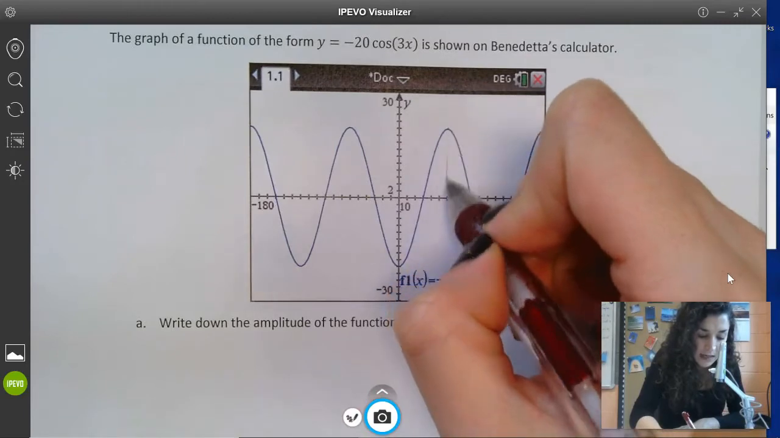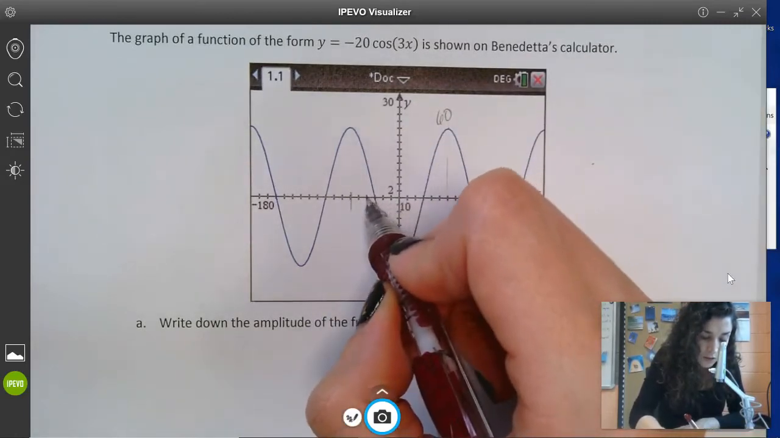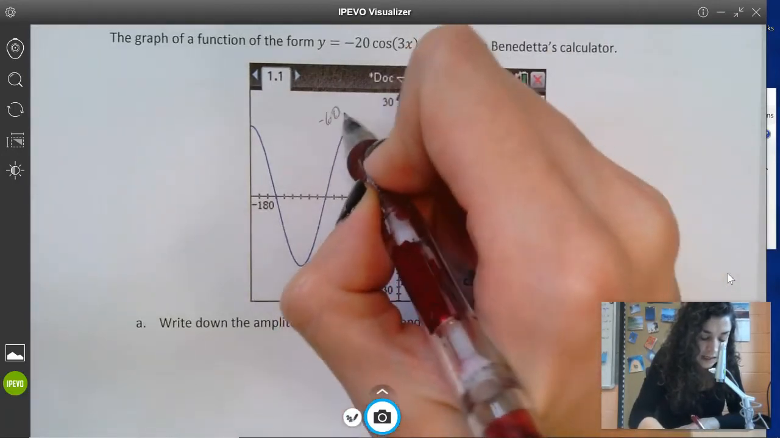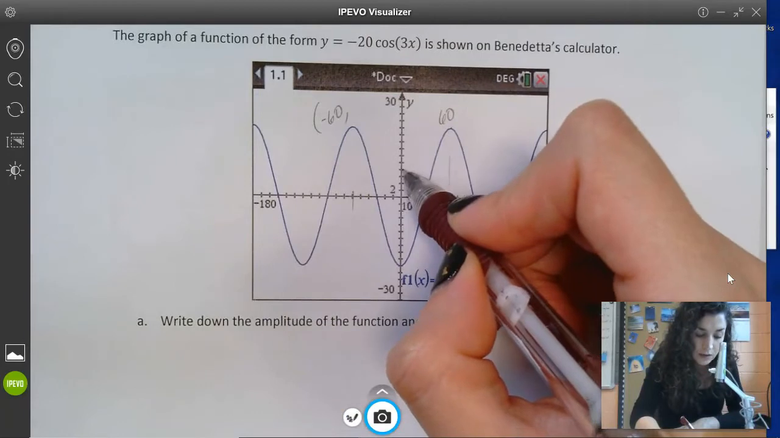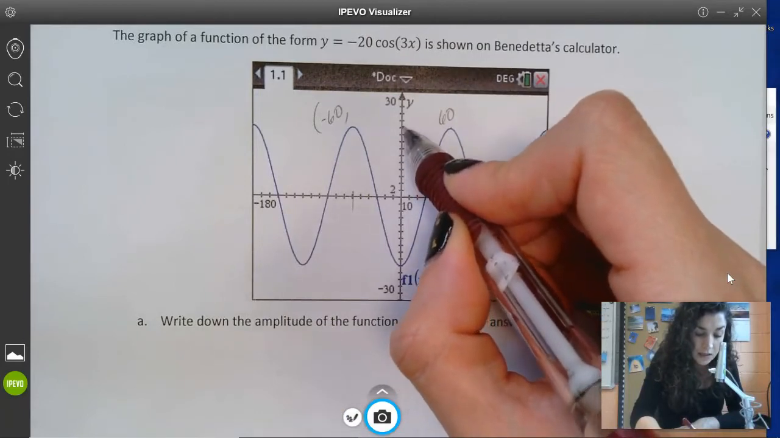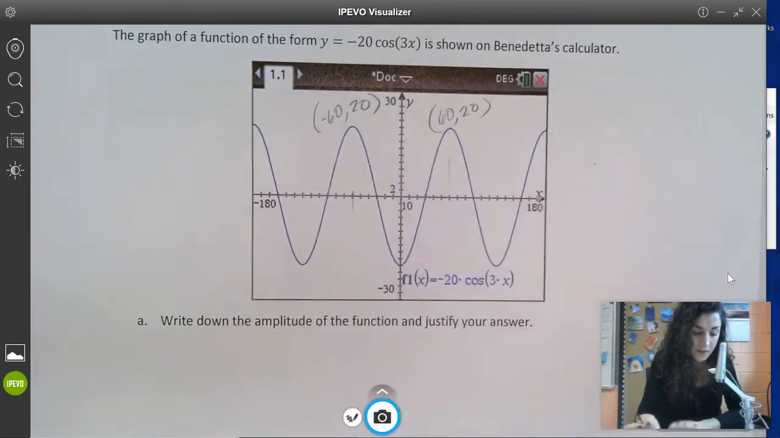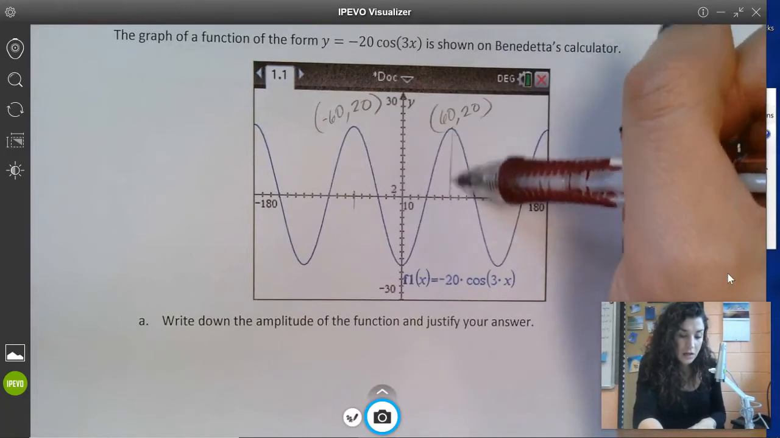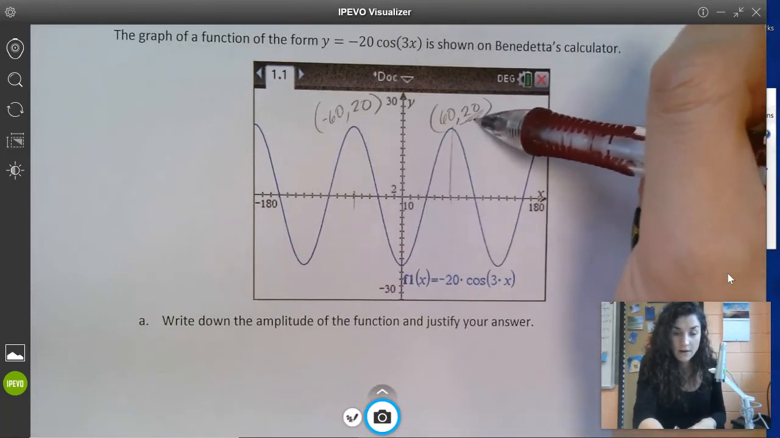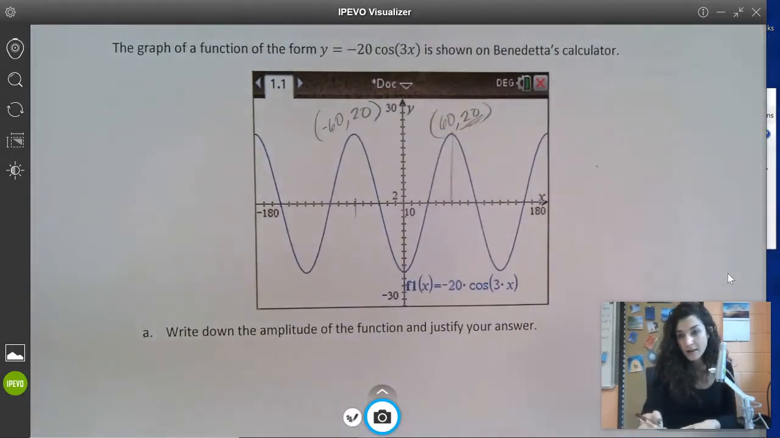This looks to be at 60. 10, 20, 30, 40, 50. This looks to be at -60. These are going up by units of 2. 2, 4, 6, 8, 10, 12, 14, 16, 18, 20 here and here. So writing down the amplitude, it looks like our amplitude here is, again, looking at the y values, 20. And we can see here that our A value is -20.